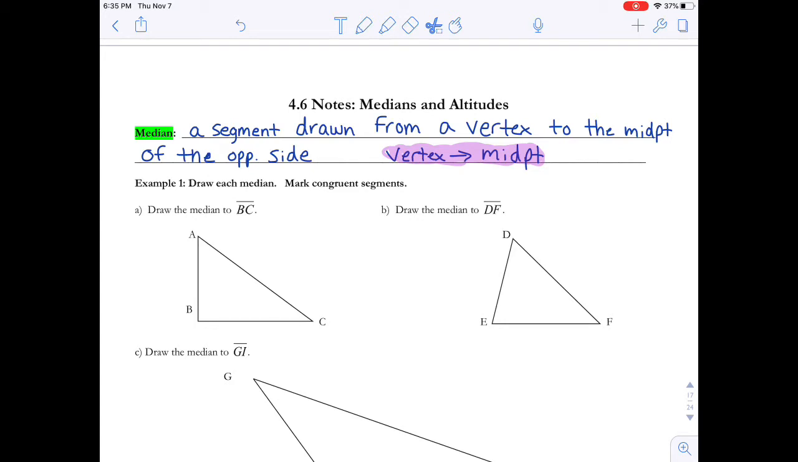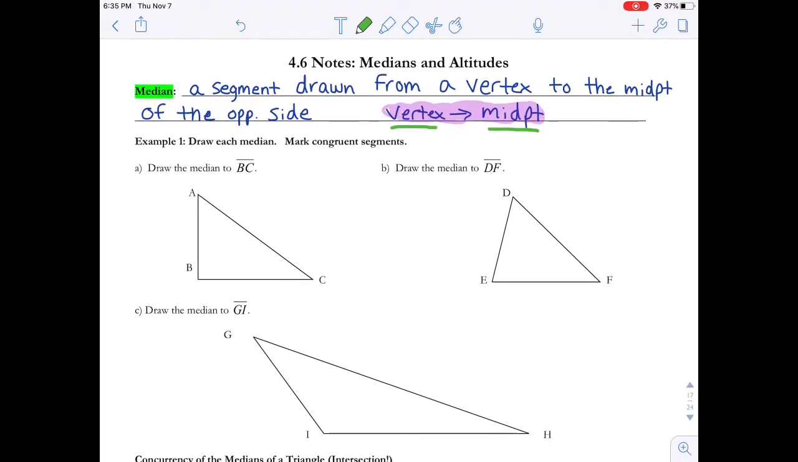So today we're going to first talk about median. A median is a segment drawn from a vertex to the midpoint of the opposite side. So it goes from vertex to midpoint. So I'm going to draw one example or two and have you guys try one here.